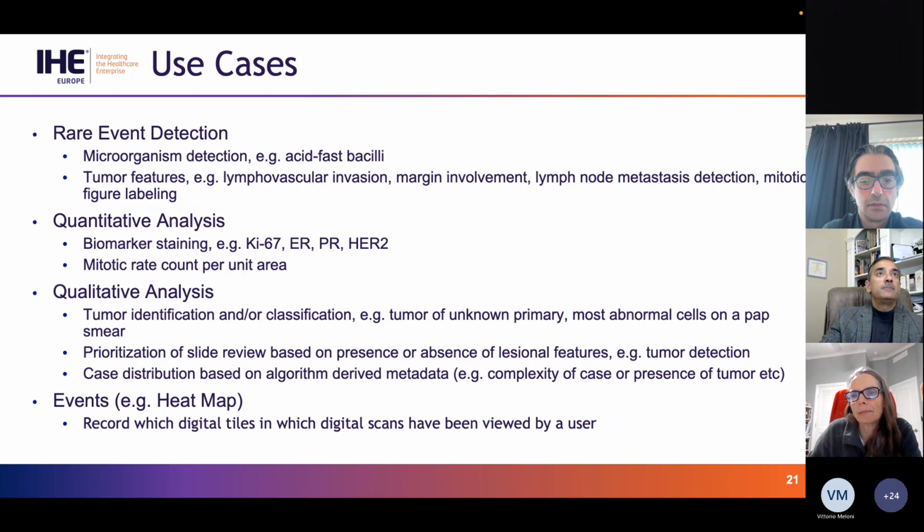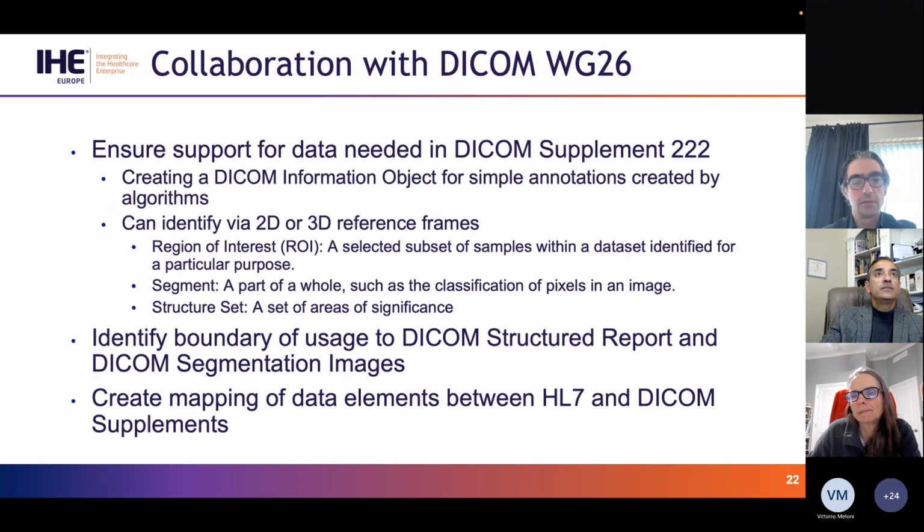Okay, let's go on to the next slide. So we wanted to ensure that there was close interaction with DICOM Working Group 26. So we are meeting together in Budapest at the next face-to-face meeting. You are welcome to attend.